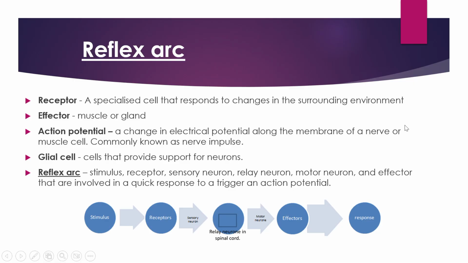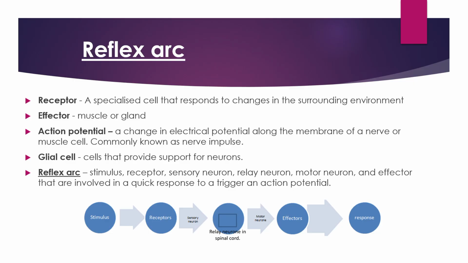Reflex arc. A receptor is a specialised cell that responds to changes in the surrounding environment. An effector is a muscle or gland. An action potential is a change in electrical potential along the membrane of a nerve or muscle cell, commonly known as a nerve impulse. A glial cell is a cell that provides support for neurons.